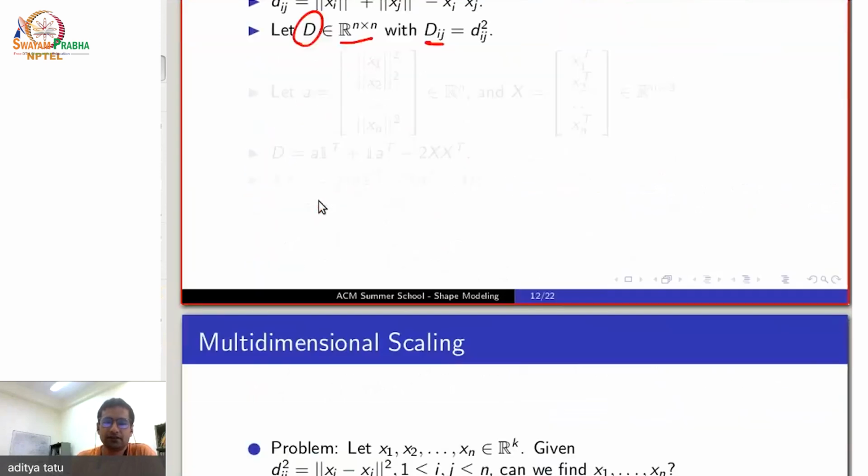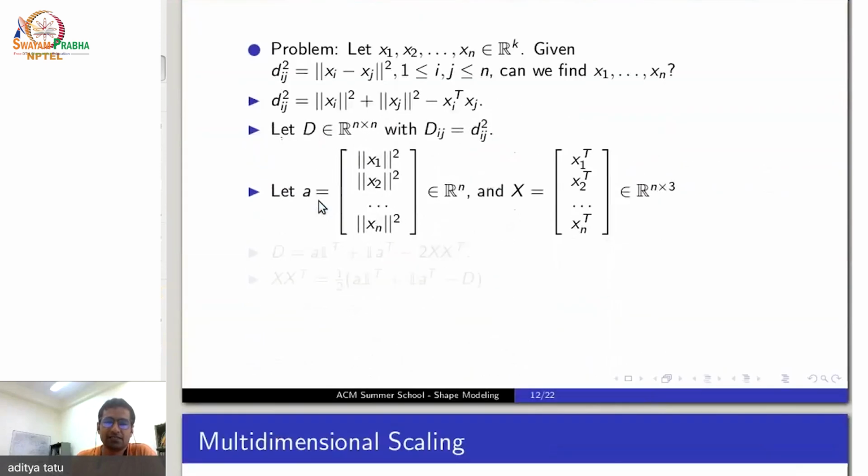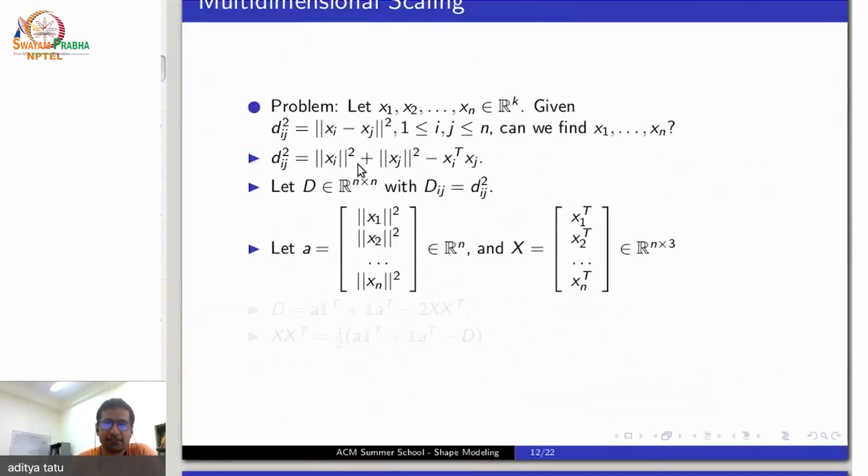Let us write the norm squared of these individual vectors. And once again, I know we are not given x1 to xn. But I'm just trying to move towards a method that tries to give us x1 to xn. There's some math here that I'm going to do. More than math, it's just manipulation of data here and there. So let A denote this n by 1 vector whose entries are nothing but squared norms. And let X denote the set of points that I want to compute.